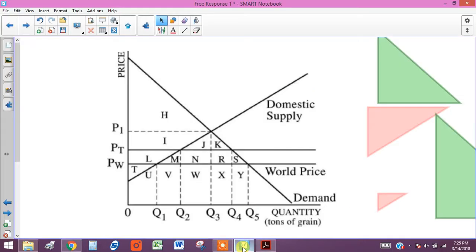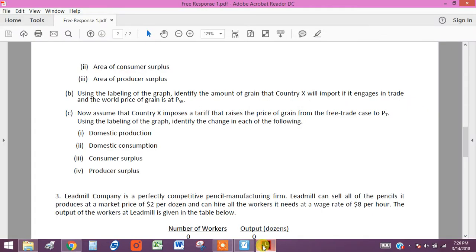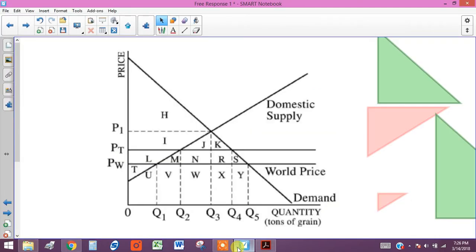In production, which is the supply, we're supplying at the world price Q1. At the tariff price PT, we're supplying right here at Q2. So the difference in production or supply is going to be Q2 minus Q1, the difference right here.